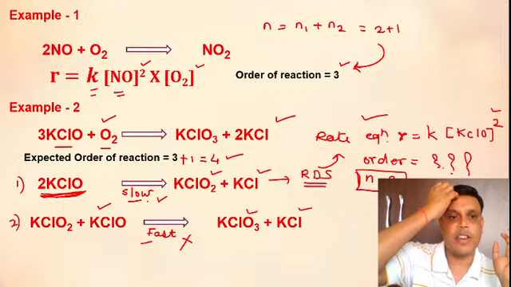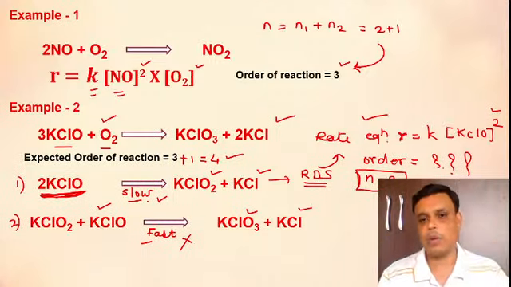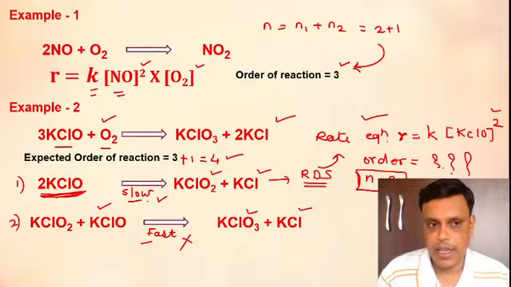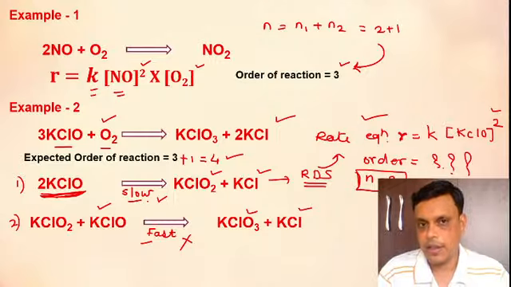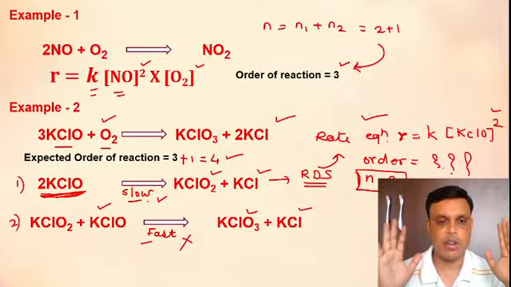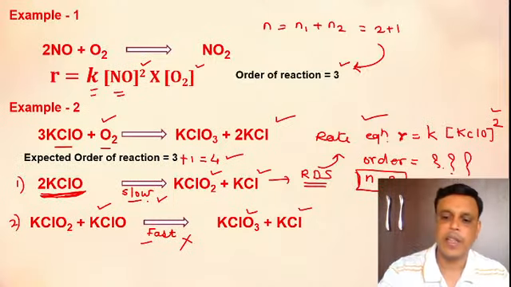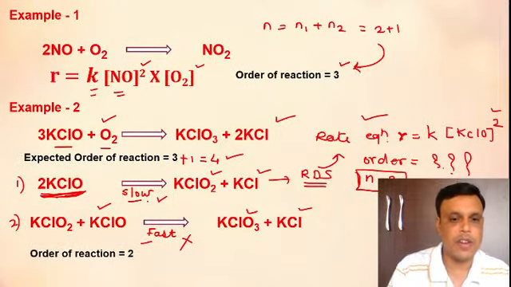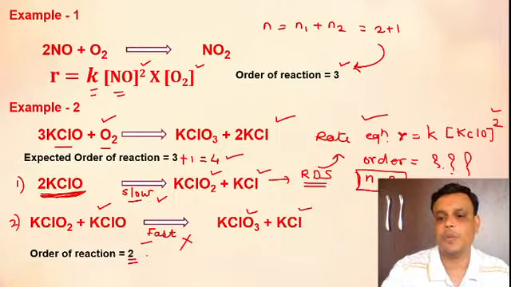Understood why order of reaction is an experimental quantity and why it is not a theoretical quantity? ये एग्जाम्पल आप लोगों को ध्यान में रखना है. That is 3 KClO plus O2 gives you KClO3 plus 2 KCl. ठीक है. So please remember this, order of reaction is not a theoretical quantity, it is an experimental quantity. चलो, then we will see the next one. So order of reaction here is 2. हम लोगों ने अभी कैलकुलेट किया है. Order of reaction is 2.